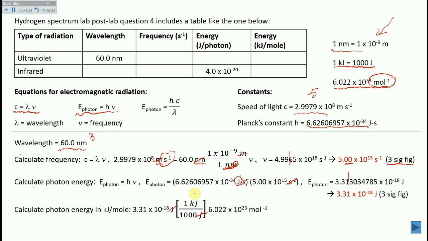And if I look at the units that I have left, I have kilojoules, moles to the minus 1, which is exactly what I want in my answer up here. So now we'll go back to the calculator.